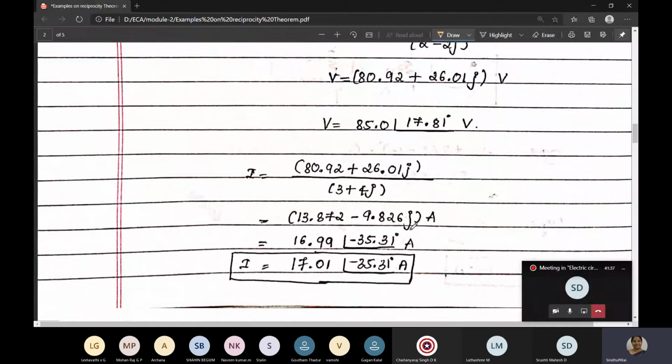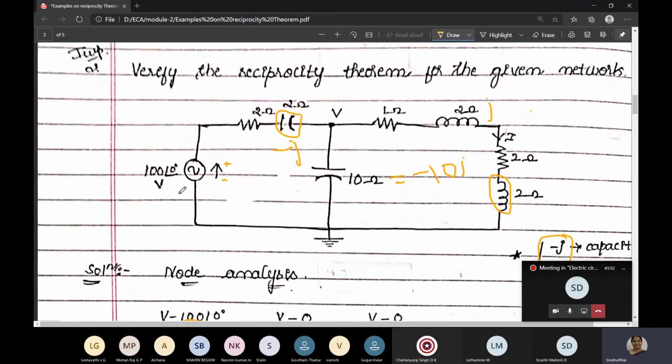So this is in rectangular form and this is in polar form. It is 16.99, which is nearly equal to 17.01. So this is one current I. Okay. So because of this excitation, that is 100 at an angle 0, we got the response I by using node analysis. Fine. Next, what you have to do, we have to interchange the position. In the reciprocity theorem, we have to interchange the position. So this 100 at an angle 0 should come to this side and I should be brought to the LHS.